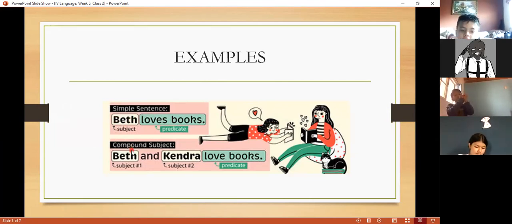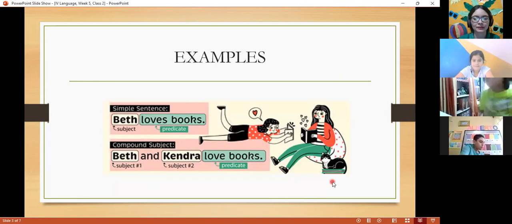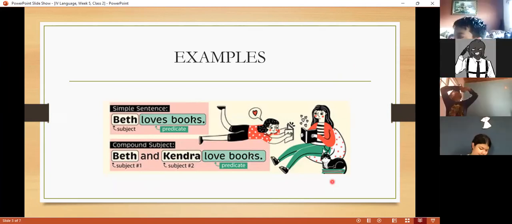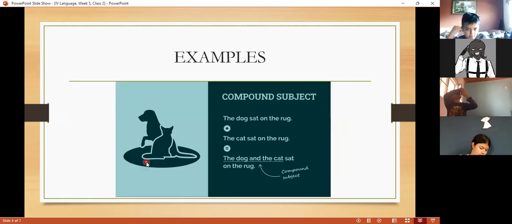But what happened with this other sentence? We have Beth and Kendra love books. We're talking about these two girls, Beth and Kendra. So we use the word and to join these two subjects. Simple subject number 1 and simple subject number 2, that is Kendra. And now we have a compound subject, a sentence with a compound subject. Yes, so we join the two nouns, two names, two nouns, or it can be pronouns.